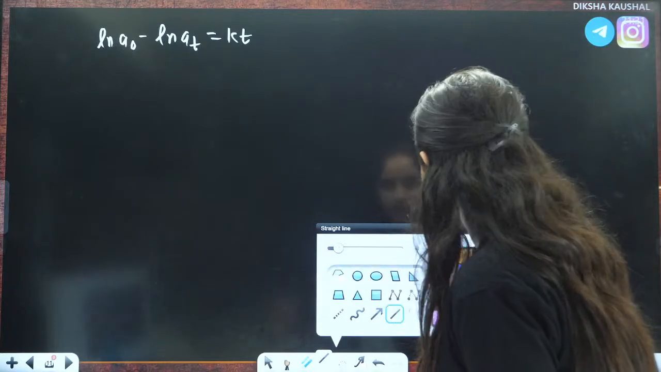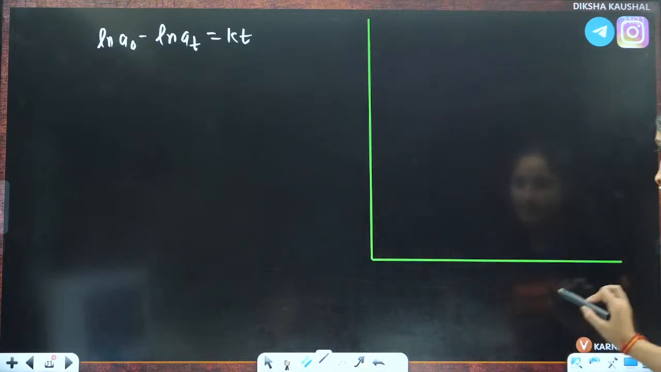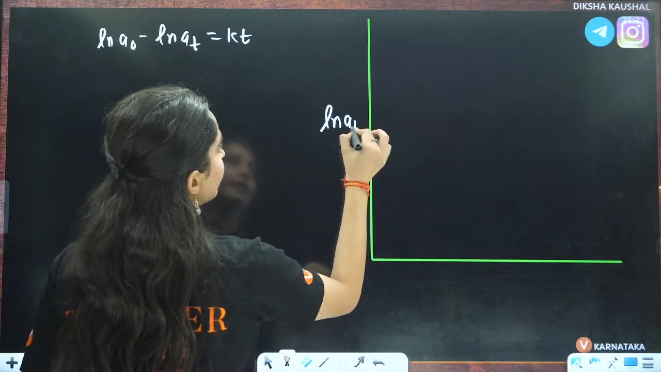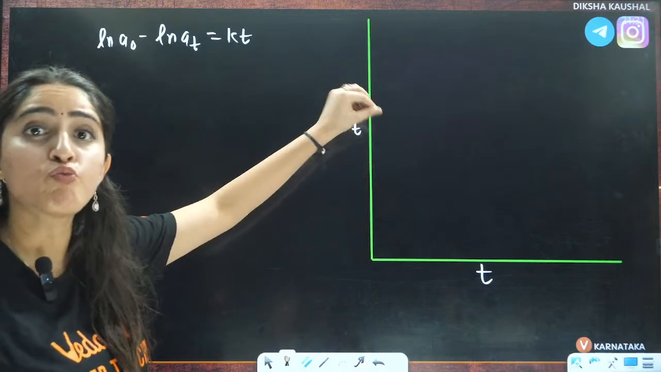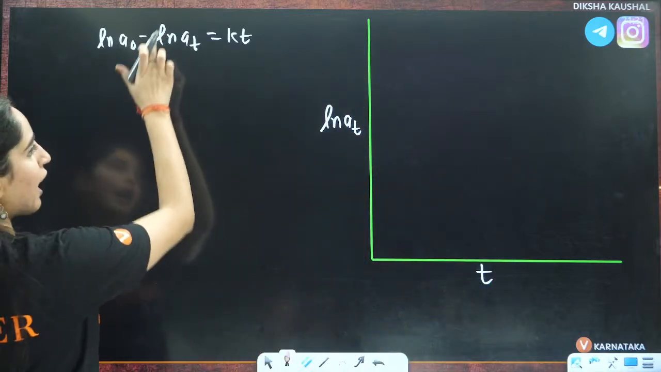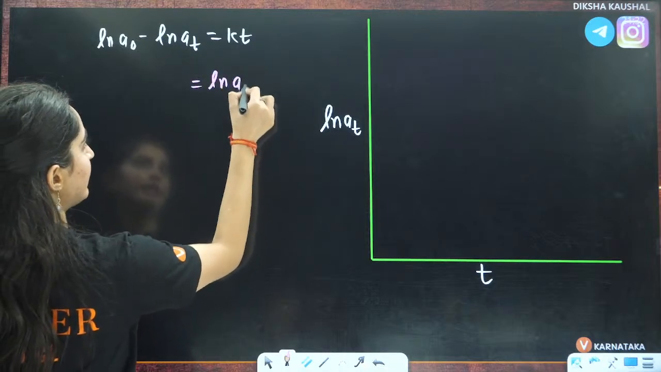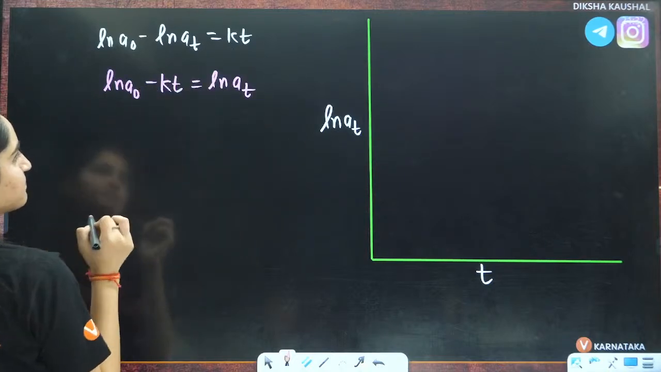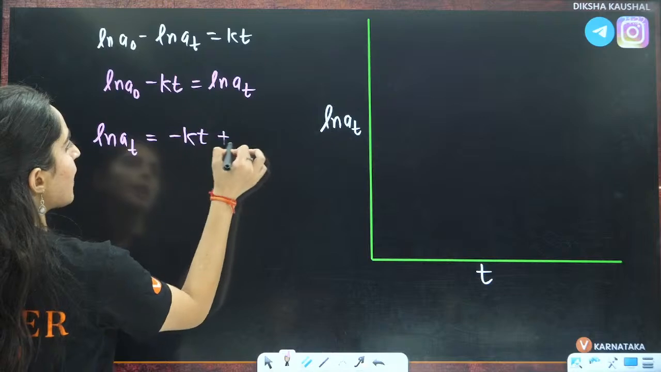Now, for example, they are asking you for a graph between two things, the graph between ln At and t, right? So you have to convert it into y equals mx plus c. Let us convert it. If you want to have it on the positive side, it will be ln of At equals ln of A naught minus Kt. Means this will become ln of At equals minus Kt plus ln of A naught.